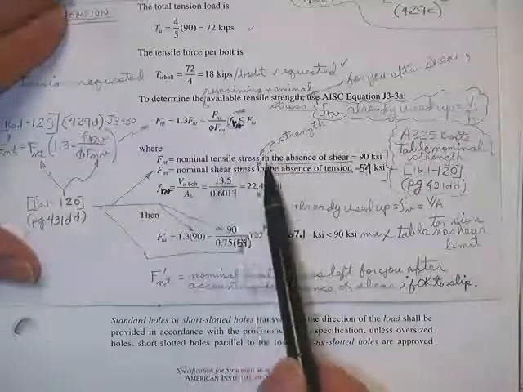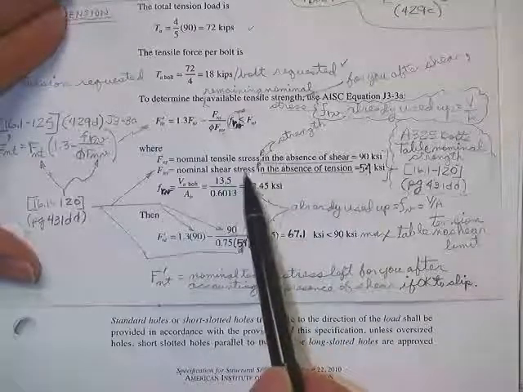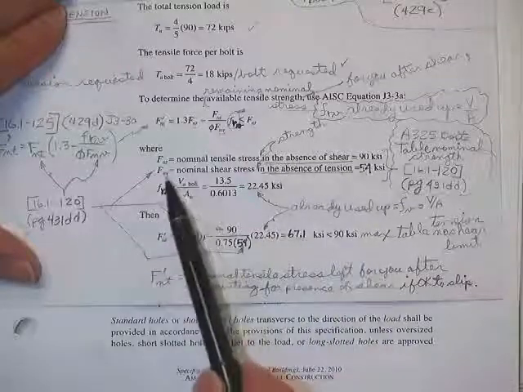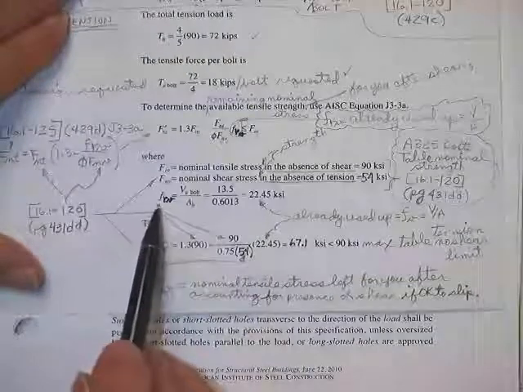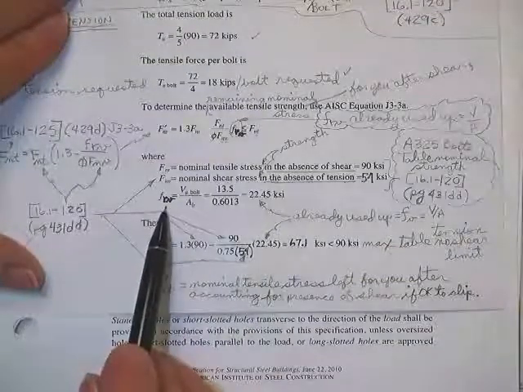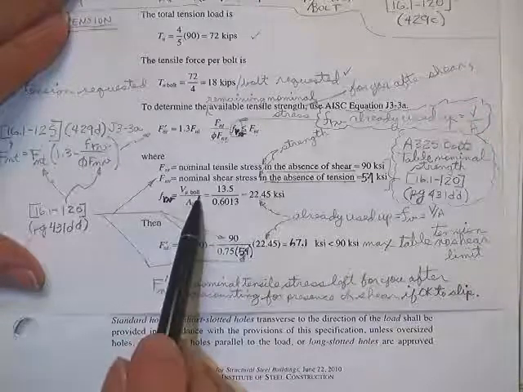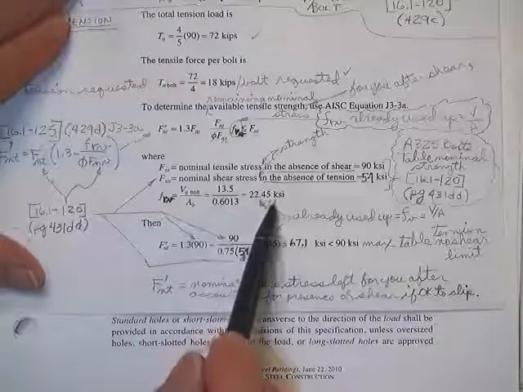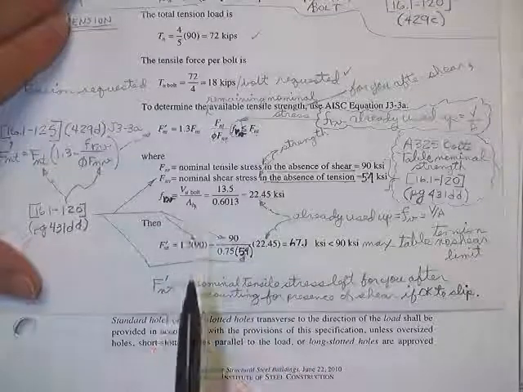It is the tensile stress permitted in the absence of shear, 90. Nominal shear stress, not including the phi, in the absence of tension. That's nominal. So our F sub RV that we asked for, which we took out of the connection already, was the load over area. No phi, nothing else. It's just an ultimate request divided by the area of the bolt. You have already used up 22.5 KSI of the shear capacity, or the overall capacity, of the connection.